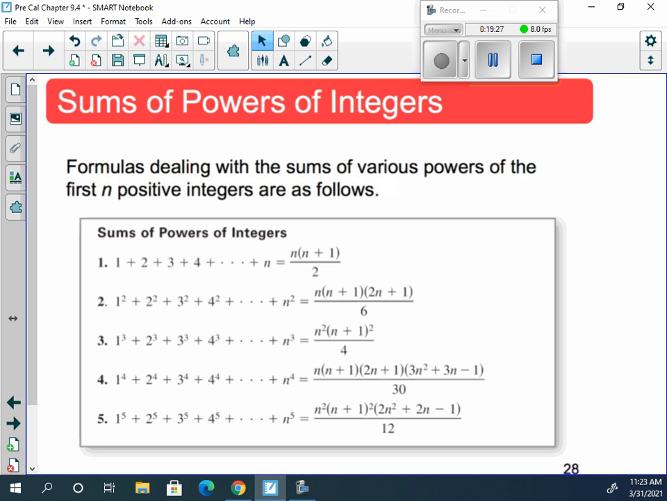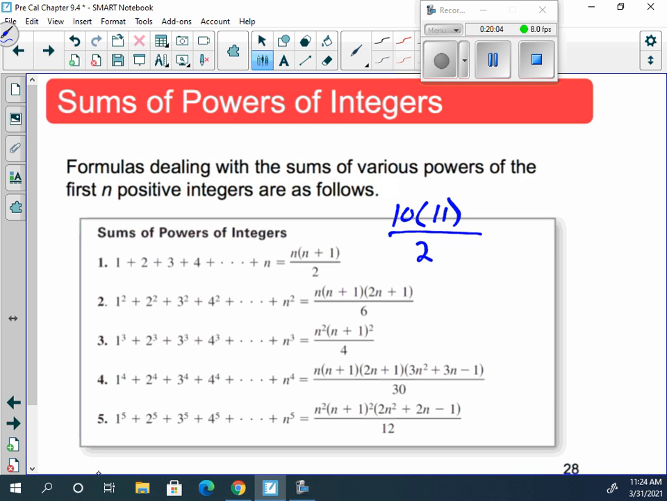Now, the sums of powers of integers, these are kind of cool. The sum of the integers to the first power, 1 plus 2, just adding all the way up to n, is equal to n times n plus 1 over 2. And it works out every single time. So let's do one that's easy. Let's say 10. It would be 10 times 11 over 2, yes? 10 divided by 2 is? Times 11 is?